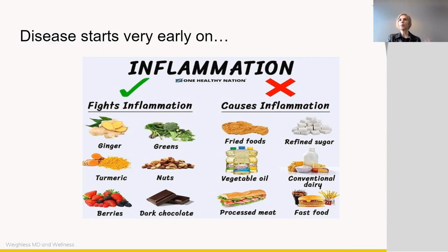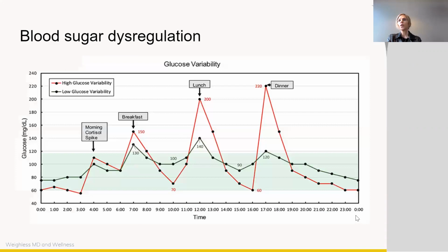Most people also know that the health of kids now is dire as well. Kids are developing diabetes and fatty liver at a very early age, and it's literally because of the food that we're consuming. So I'm going to spend a little bit of time talking about blood sugar dysregulation. And this is a very big piece to all of this.